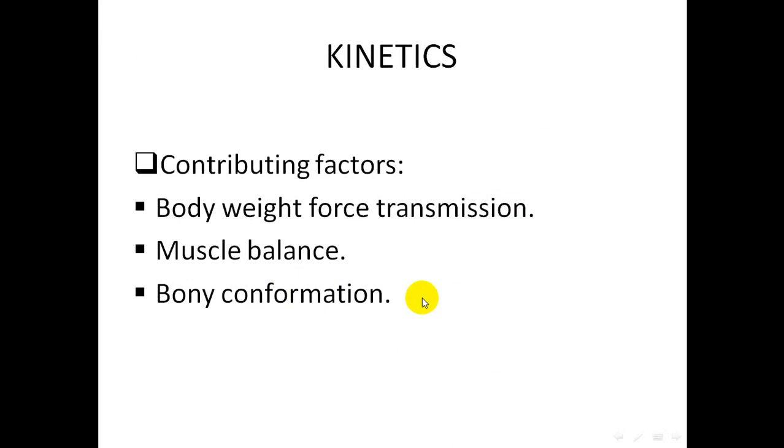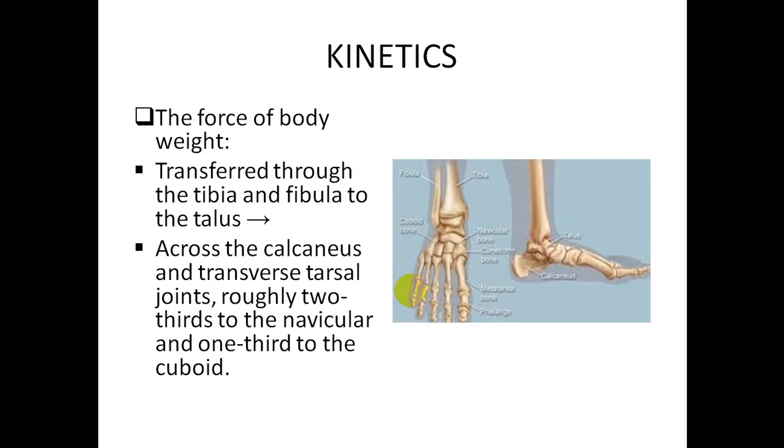What governs these shifting, gliding, and rotatory movements? The contributing factors include the body weight force transmission, the muscle balance, and the bony conformation. The body weight is transmitted from the tibia and fibula to the talus, and then to the calcaneus, and then 2/3 to the navicular and 1/3 to the cuboid bone.